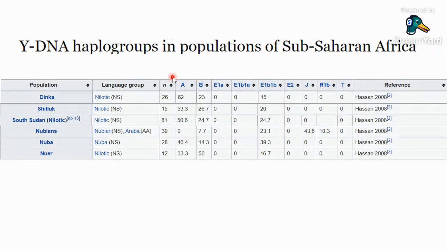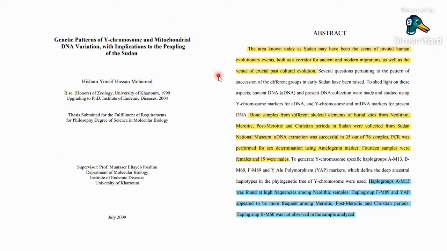So can we reflect that with the earliest remains or the earliest peoples of the Sudan or Kush, the kingdom of Kush? And we really can. To do that, we're going to go back to the genetic patterns of Y chromosome and mitochondrial DNA variation with implications to the people of the Sudan, to find out what haplogroups those ancient Nubians that we read about in Genesis 10 would have, and see if it matches up with the haplogroups we just read about of the Nuba, also the Dinka and the Shaluk. Because again, we saw how it sounded like Isaiah was talking about the Dinka and Shaluk people in the book of Isaiah. So let's see if the haplotypes can corroborate each other. And again, I'm checking out the chat real quick.